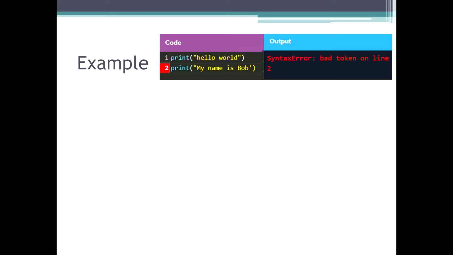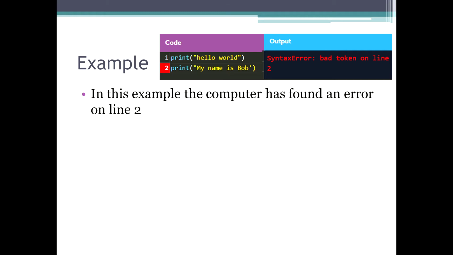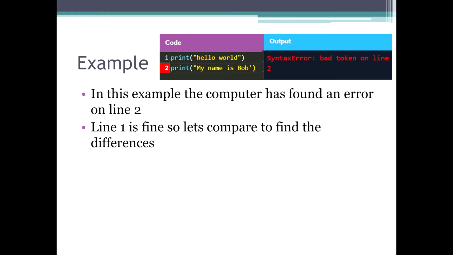So in this case we print hello world and print my name is Bob. And in terms of the output we had a syntax error, bad token on line 2. Now we don't need to know what bad token means. The bit that matters to us is line 2. So we know line 2 isn't working. Line 1's absolutely fine. So we're going to compare the two of them.